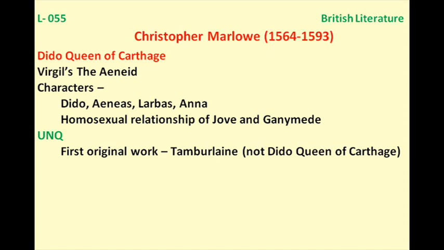There was a question as well regarding this, that what is the first original work written by Christopher Marlowe? So we had a number of options like Dr. Faustus, Tamburlaine, Jew of Malta, and Dido, Queen of Carthage. So the right answer is Tamburlaine. Dido, Queen of Carthage, okay, it was the first work, but it is not the original work. It is based on the story of Aeneid.